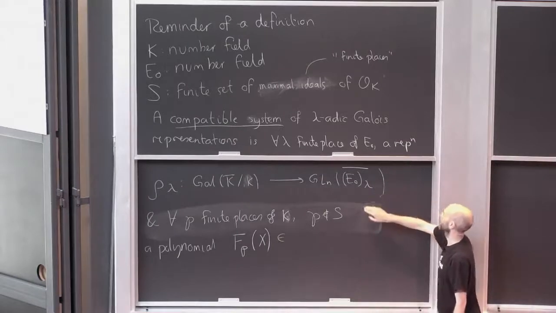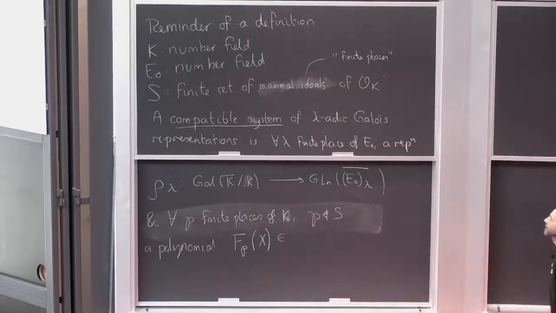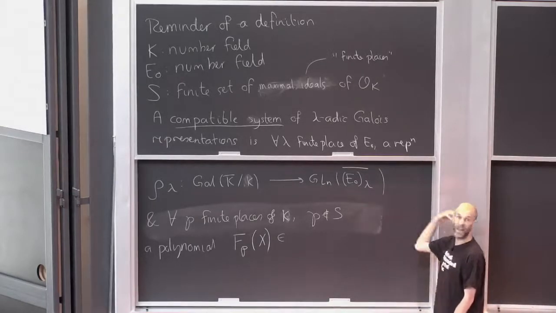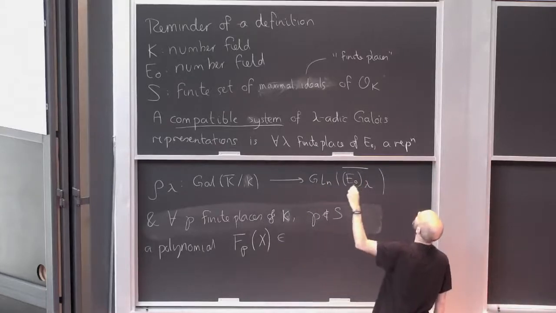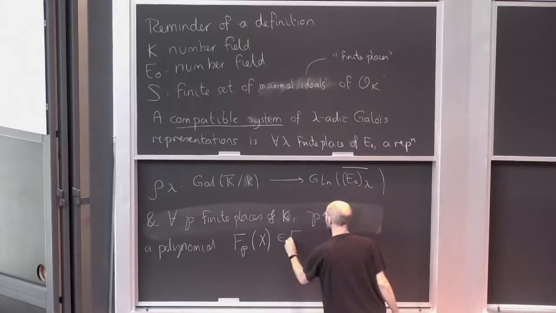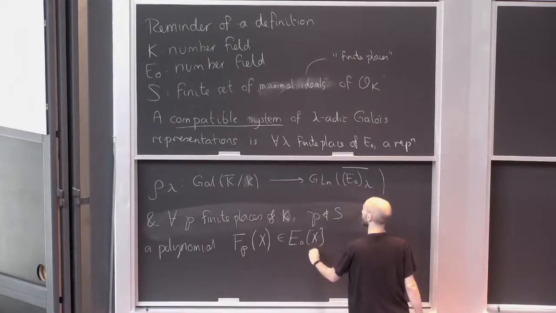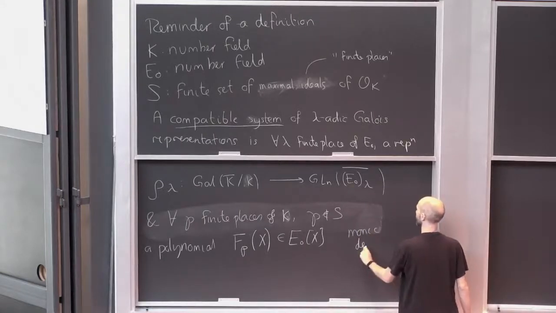All these E_lambdas are completely unrelated, right? There's the 2-adic numbers, the 3-adic numbers, the 5-adic numbers. But they all contain E_0, like the p-adic numbers all contain the rationals. So this polynomial here has got rational coefficients, or in this generality, coefficients in E_0[X]. These are all going to be monic of degree n, right? Because they're going to be characteristic polynomials.